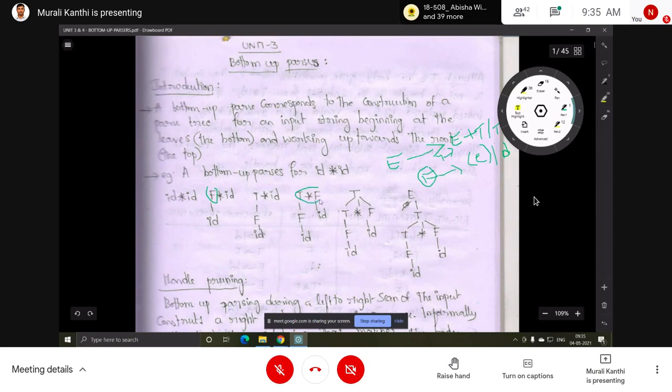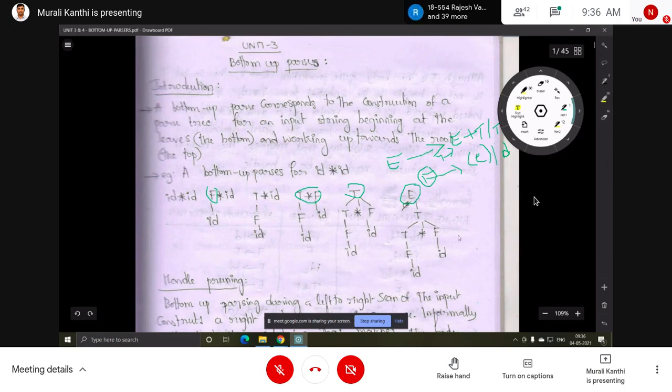So that means we have T into F. This is a handle, T into F. What is the left hand side? We have to see that. T implies T into F. Now again we have T. What should we get here? The starting symbol of the grammar should be the root node. But T is not a root. So we have one more production, E implies T. So in place of T, we can write E. Like this, this is the root node we got from the leaf nodes.